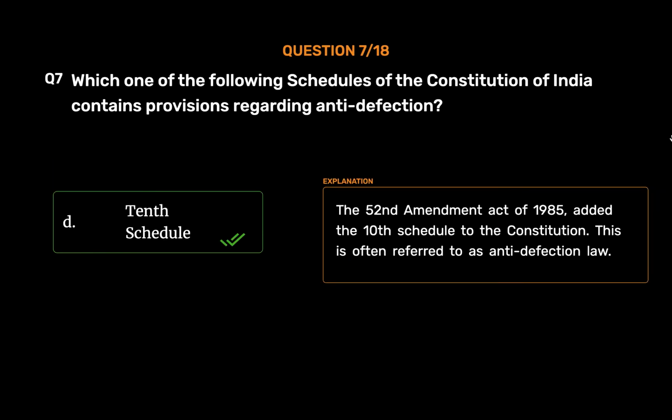10th schedule. The 52nd Amendment Act of 1985 added the 10th schedule to the Constitution. This is often referred to as anti-defection law.